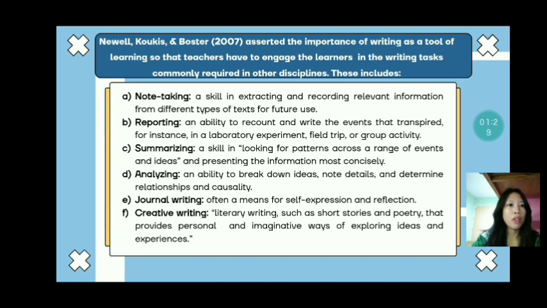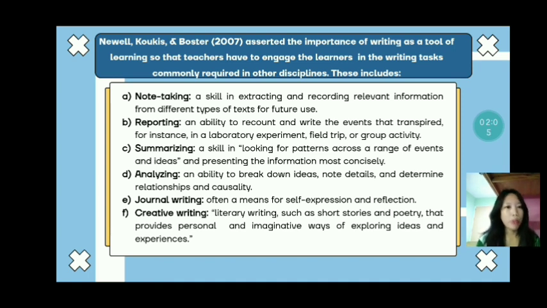Newell, Kokis, and Boster 2007 asserted the importance of writing as a tool of learning so that teachers have to engage the learning in the writing task, commonly required in other disciplines. So this includes first is note taking. Note taking is a skill in extracting and recording relevant information from different types of text for future use. So, for example, the teacher will give the students a text and they have to take note of the important details from that given text.